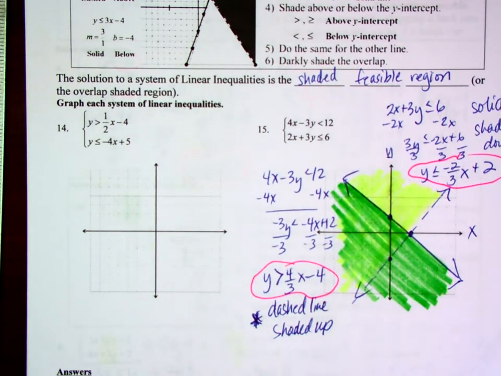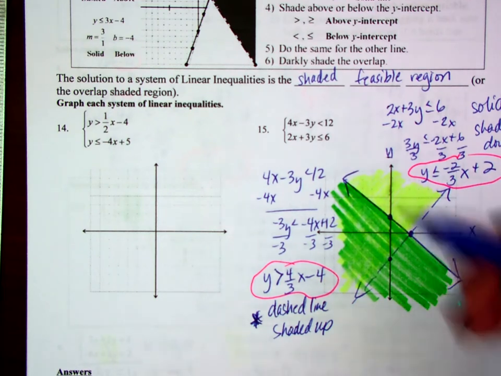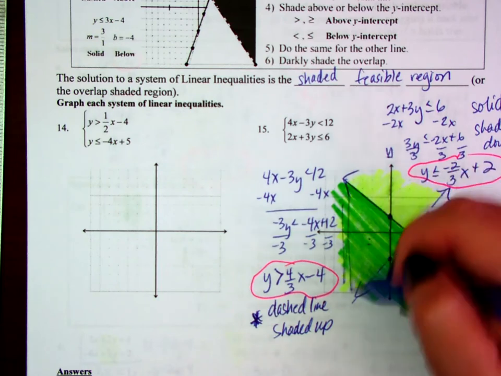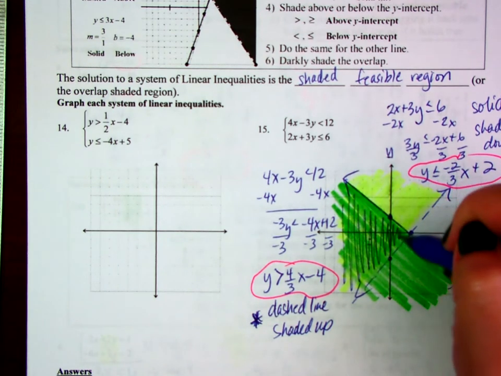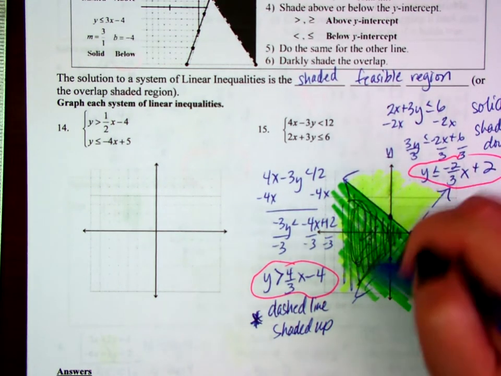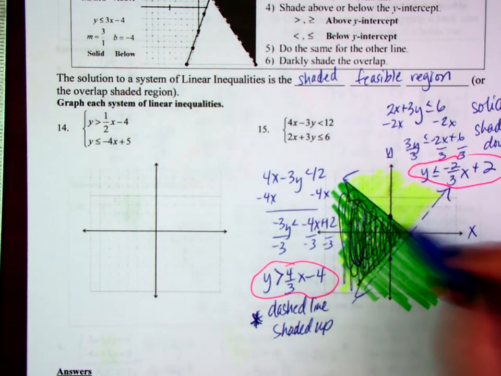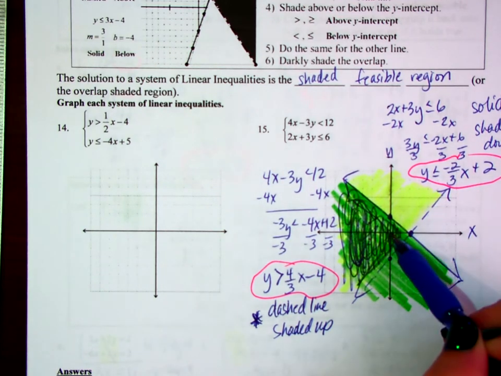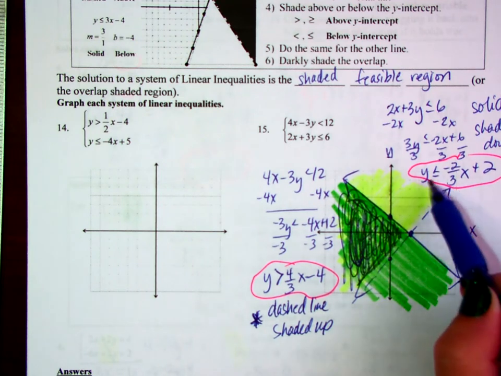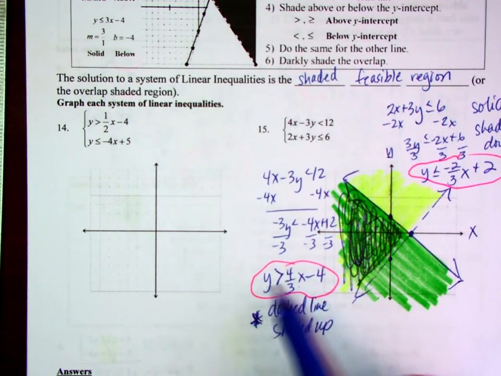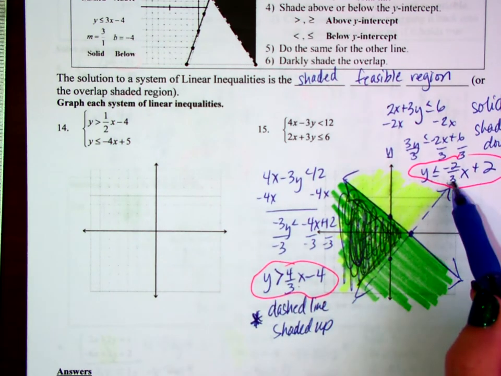So what is the shaded feasible region? That is the section of the graph that has both the yellow and the green touching. It is this doubly shaded area, and all of the points within this area are examples of solutions. So is 0, 0 a solution? Yes, it's in the double shaded region. I could plug in 0, 0 to this one, and I could plug in 0, 0 to this one, and both of these inequalities would be true.